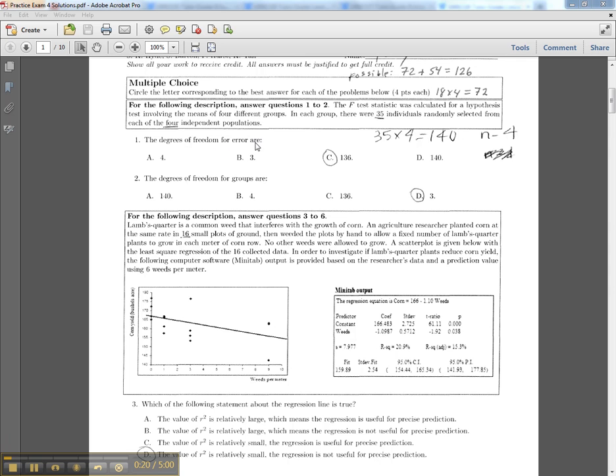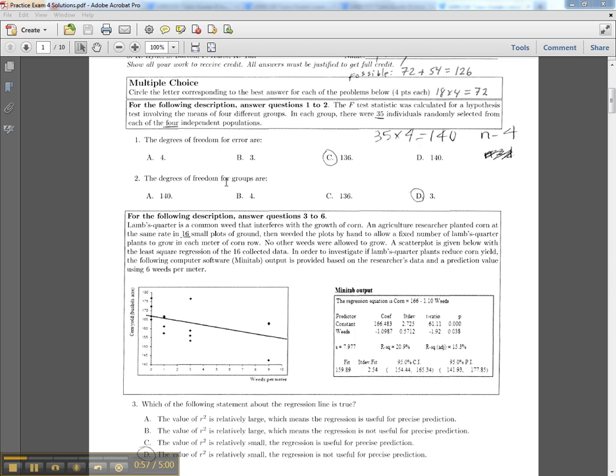The degrees of freedom for error are, alright, so to calculate degrees of freedom for error, what you need to do is calculate the total individuals altogether in the test. So there's 35 individuals for each group, and we know that there's 4 different groups. So you multiply 35 times 4, which is 140. And then you subtract from this total the amount of groups there are altogether, and there are 4. So you go 140 minus 4, so n minus 4, which is 136.